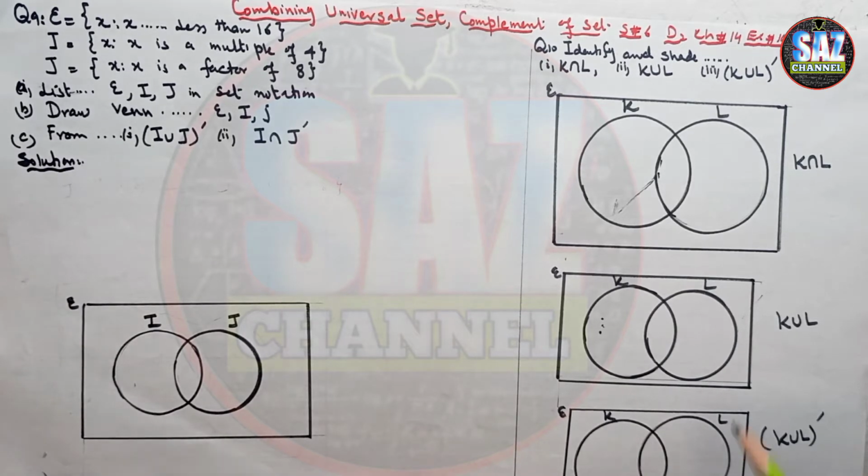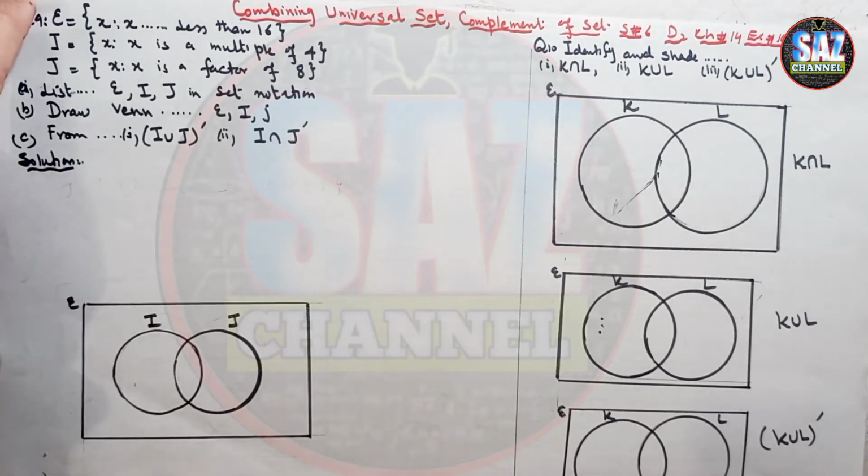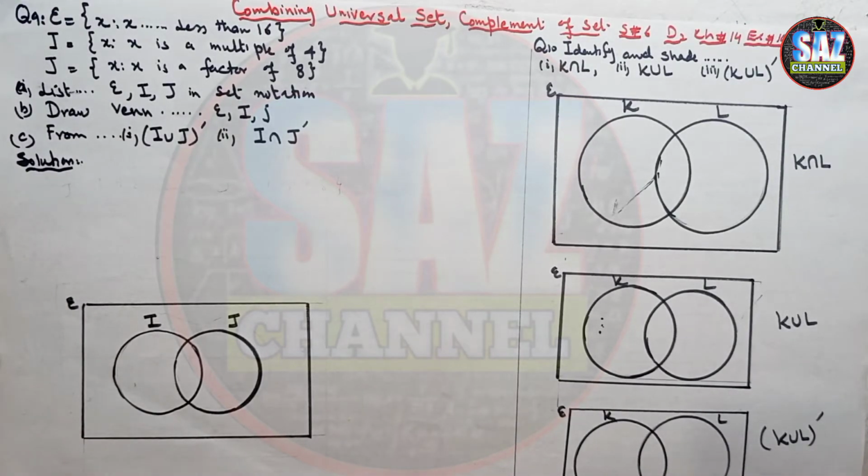This is my sixth lesson of D2, chapter number 14, exercise 14C, that is about combining universal set, complement, and union and intersection of sets. Before going to the lesson, I just want to say that if you find any difficulty in understanding what is universal, what is union and intersection and complement of the set, you can watch my previous lessons, for which I'll give the link in the description box, because for better understanding of mathematics, it's really important to integrate the lesson with the previous lessons.